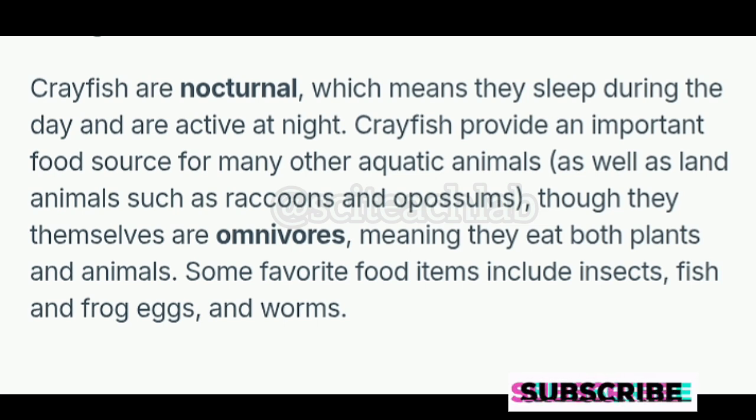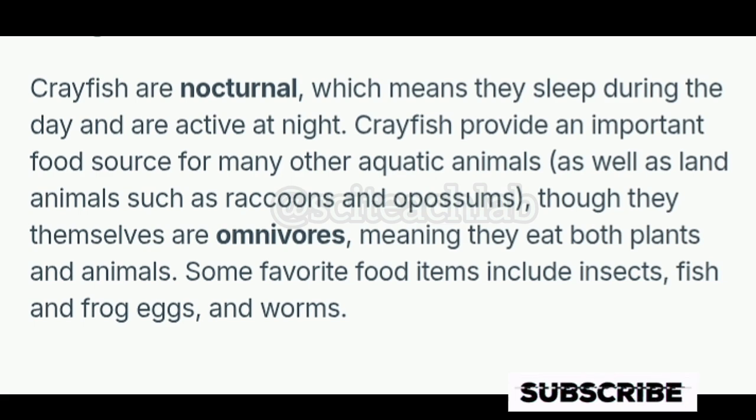Crayfish provide an important food source for other aquatic animals as well as land animals like raccoons and opossums. Though they themselves are omnivores, that is, they eat both plants and animals, they are also food for other animals. Humans eat them too. Some favorite food items include insects, fish, and frog eggs, even worms. That's why fishermen use worm as bait to be able to get them out.